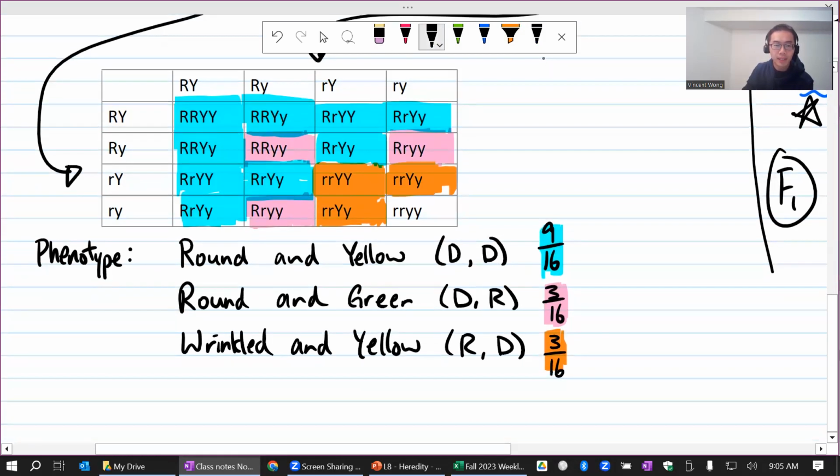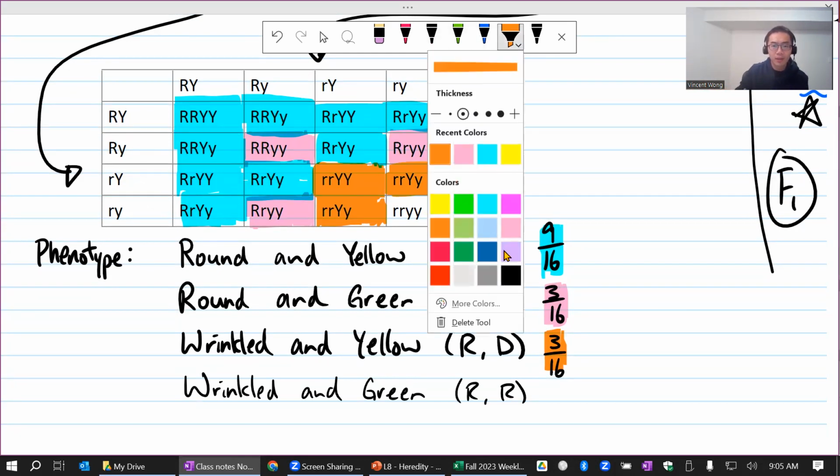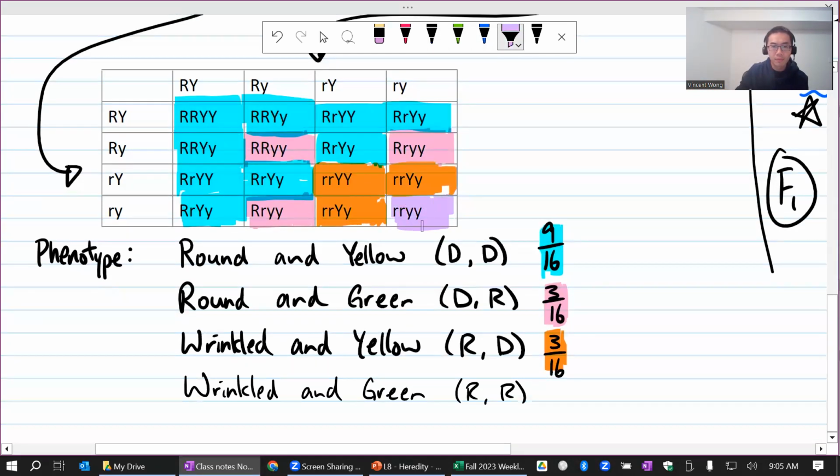And the last one is wrinkled and green. This is really rare because it's recessive and recessive, right? It's very rare. We only have one of them. 1 out of 16. It makes sense to be rare because the recessives are always covered up by the dominant trait.